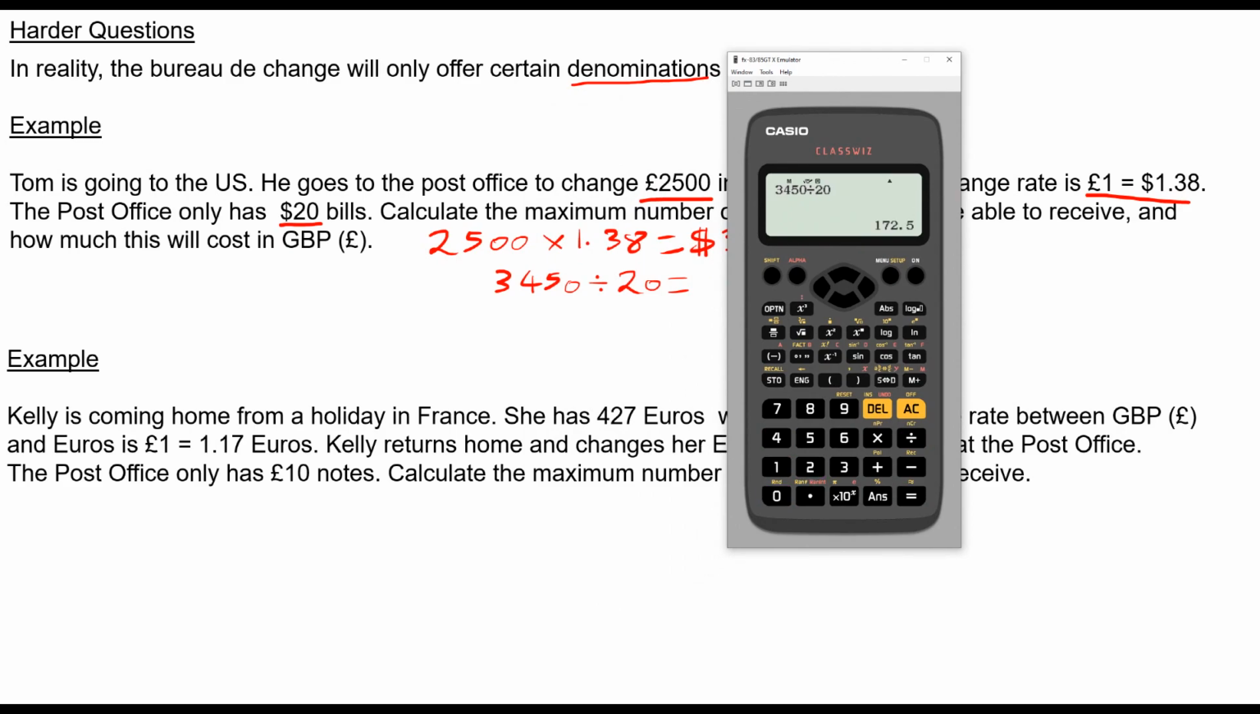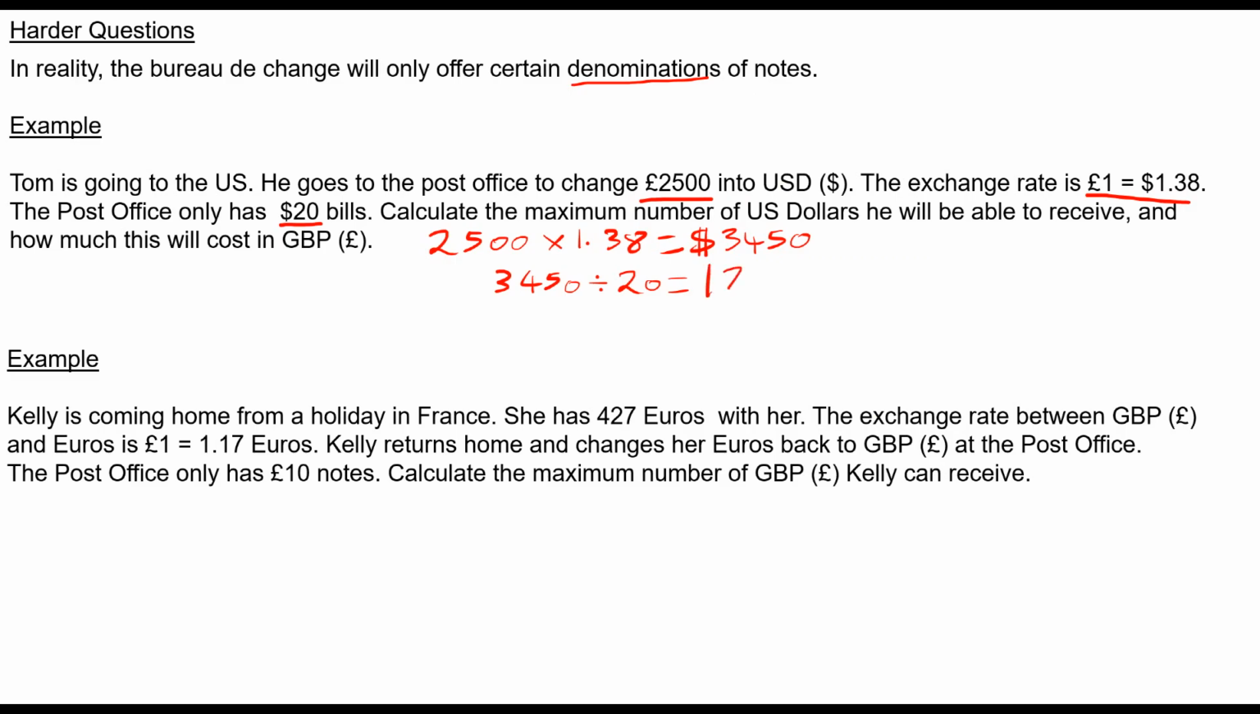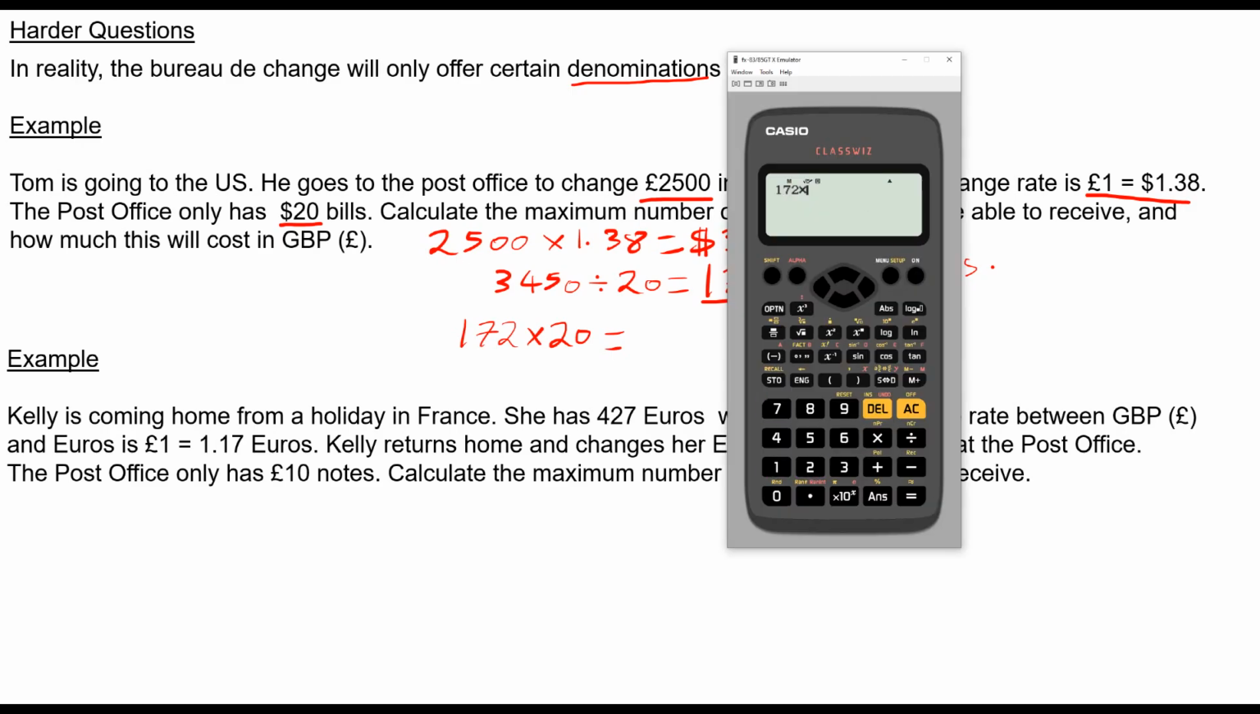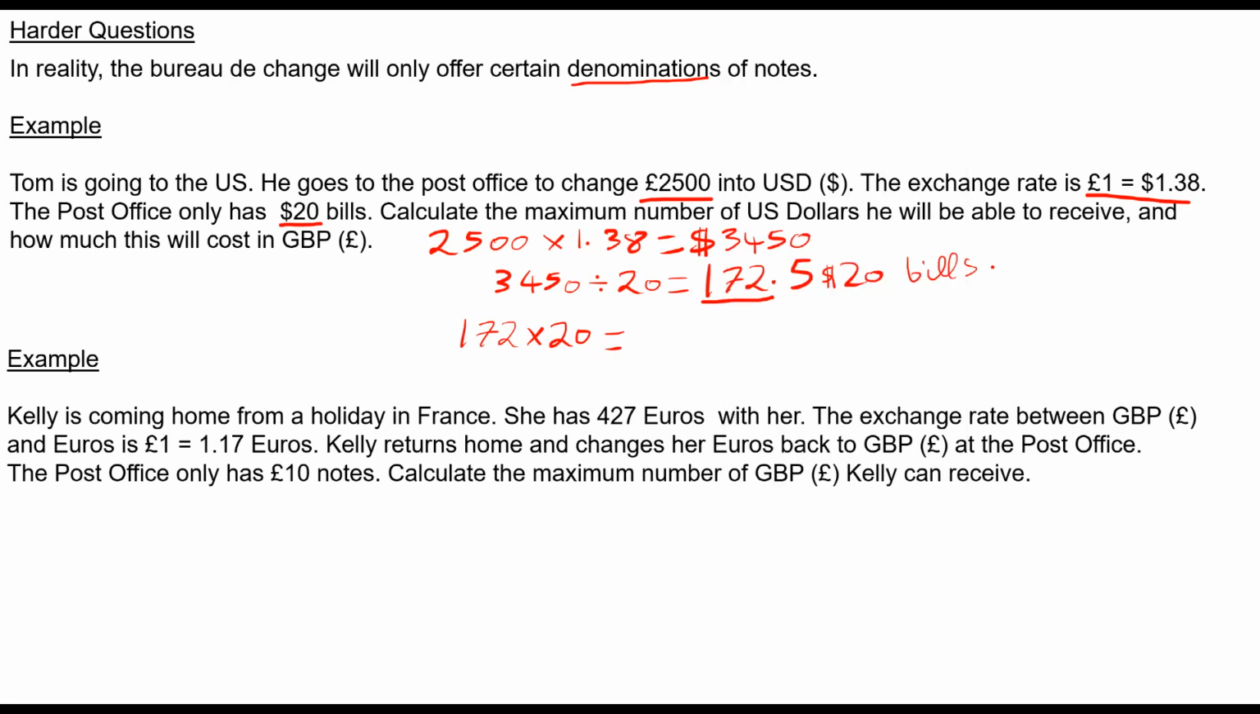Now, the problem is that's not a whole number. So he would need to have 172.5 $20 bills. But the problem is you can't have half a bill or half a note. So they can only give him 172 $20 bills. And to see how much money this is worth, I would need to times that by 20. Which is $3,440. So that's how much money he'll be able to actually receive.